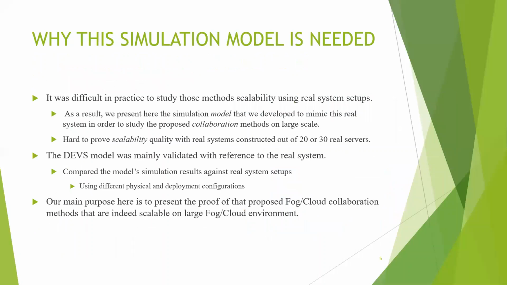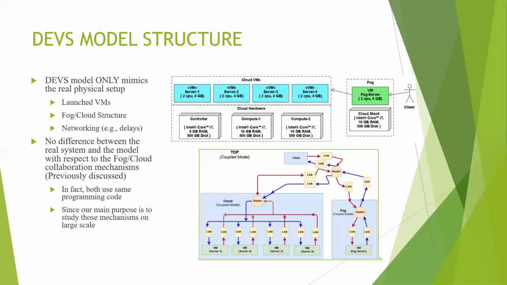So if we have the real system, why do we need this simulation model? Because it was difficult in practice to study those methods' scalability using a real system. It's hard to study those systems with only 20 or 30 servers. Since we already have the real system, we used it as a reference to validate the model presented today. Our main purpose here is basically to prove that our proposed fog and cloud collaboration methods in the real system can still operate on a large scale.